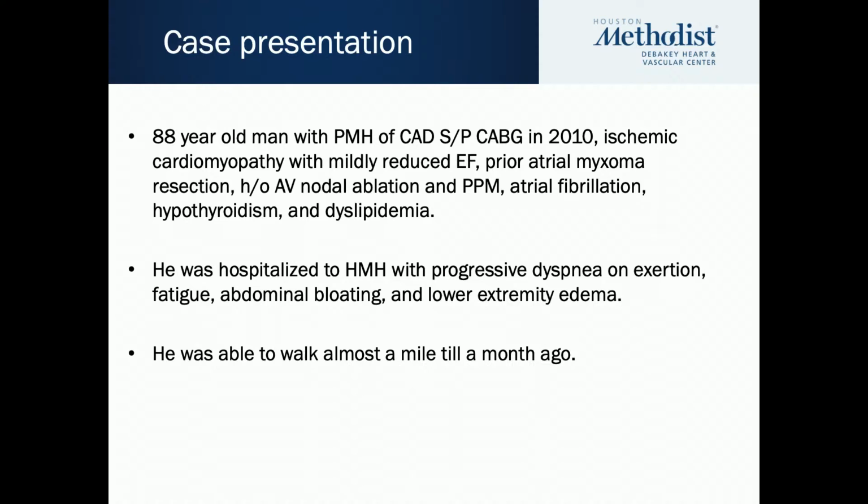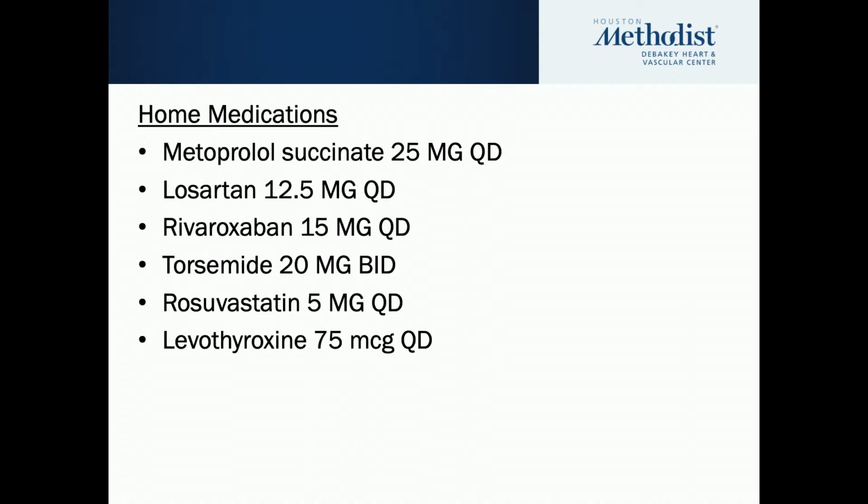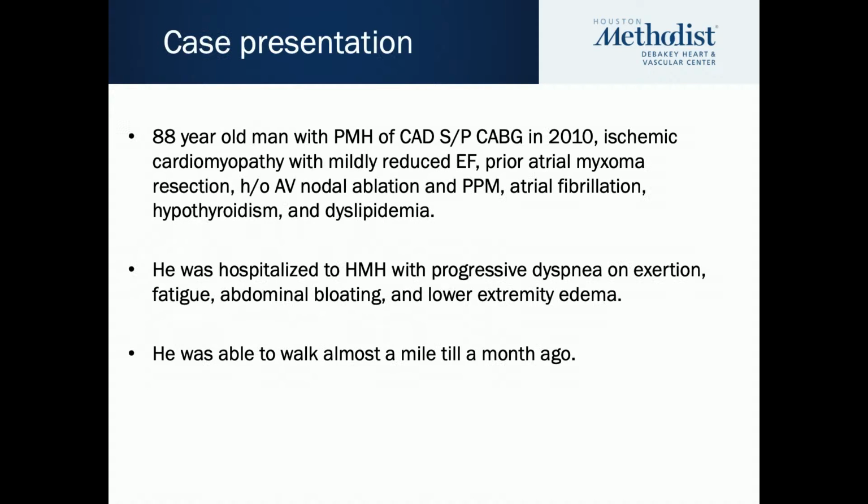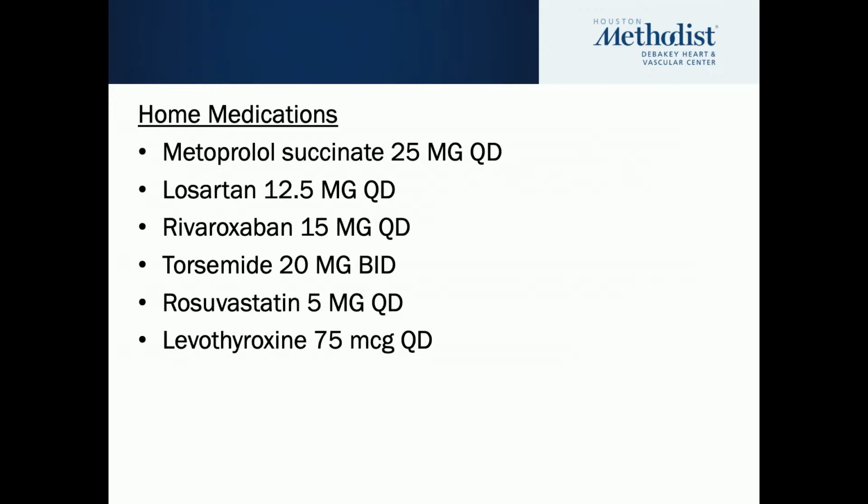The patient is an 88-year-old man with a past medical history of coronary artery disease, prior bypass surgery, ischemic cardiomyopathy with mildly reduced EF, prior atrial myxoma resection, a history of AV nodal ablation and a pacemaker, atrial fibrillation, hypothyroidism, and dyslipidemia. He was hospitalized with progressive exertional dyspnea, lower extremity edema, and abdominal bloating. Up until a month ago, he was doing fairly well and could walk a mile or so.